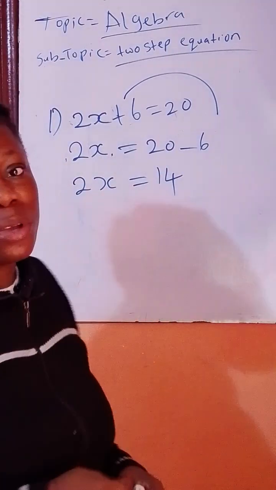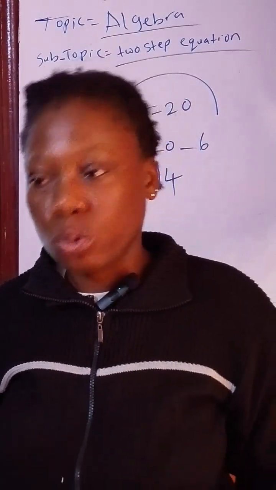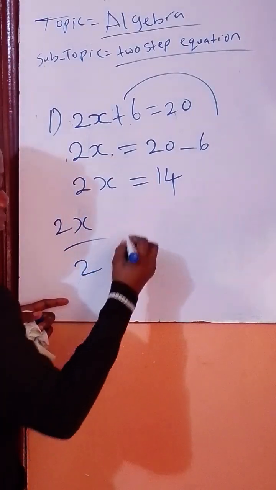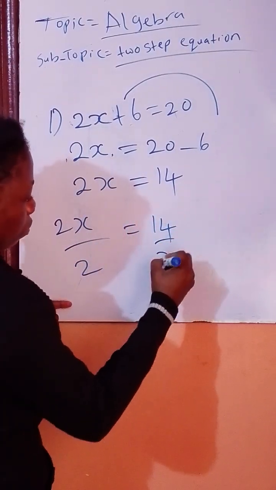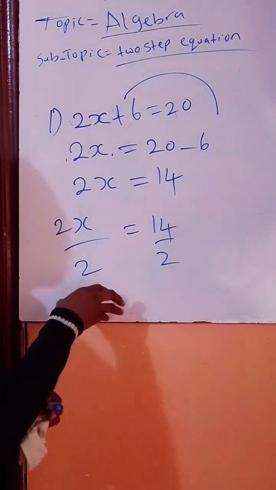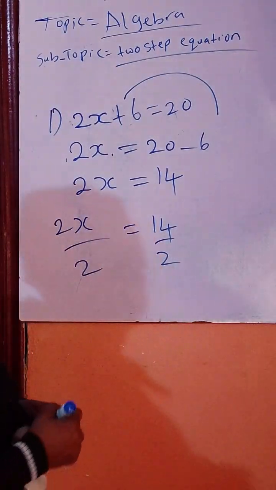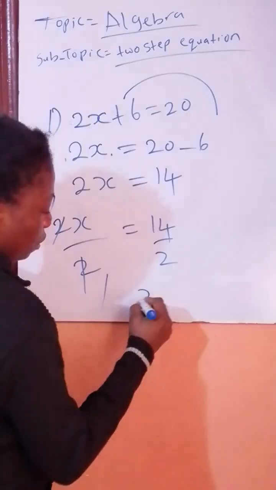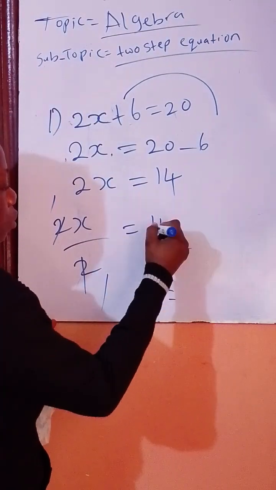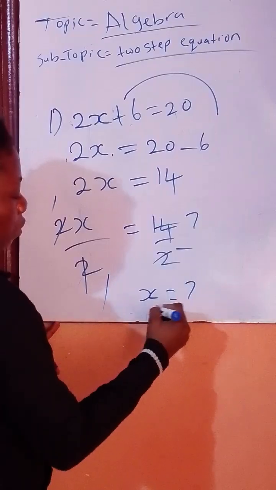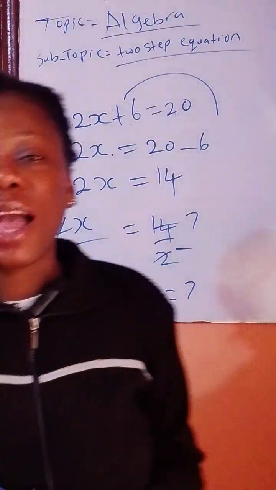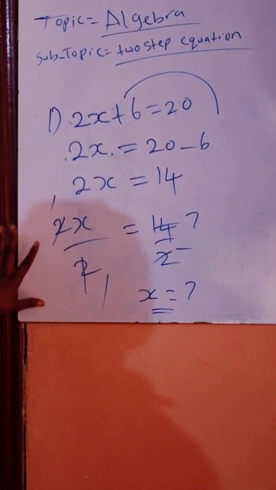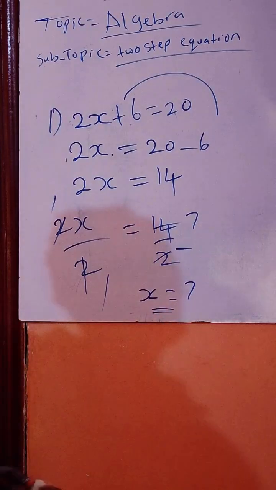So the next thing we are going to do is to divide both sides by 2. We are dividing both sides by 2. 2 here 1, 2 here 1. We are left with x. 2 here 1, 2 in 14 is 7. That means our x is 7. Our x is equal to 7.